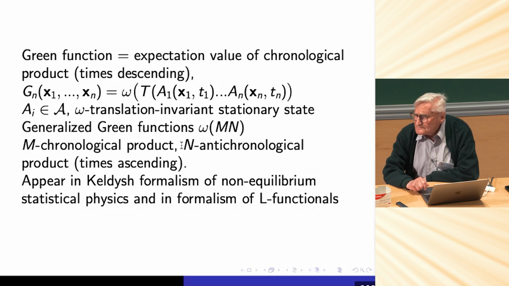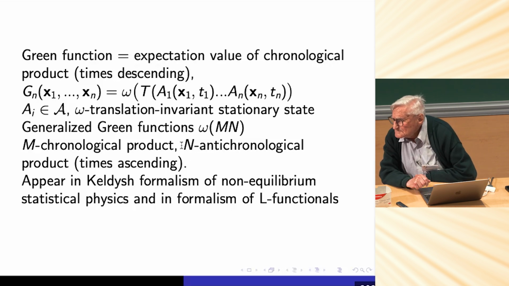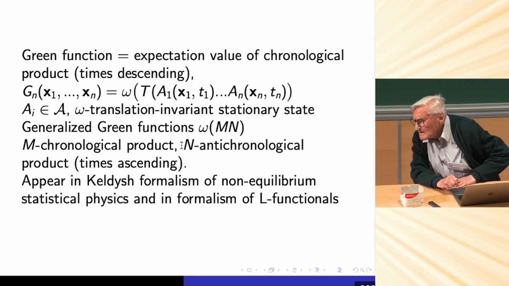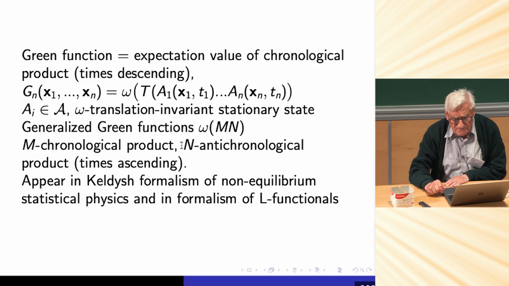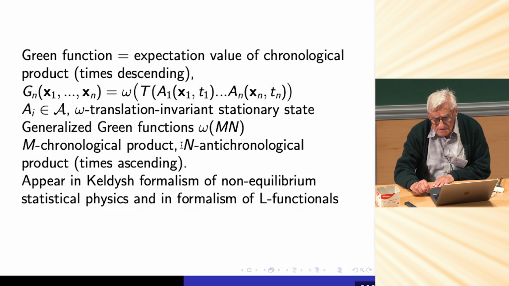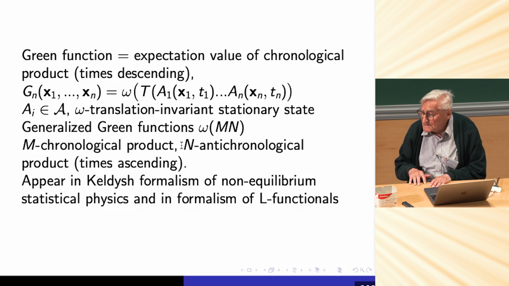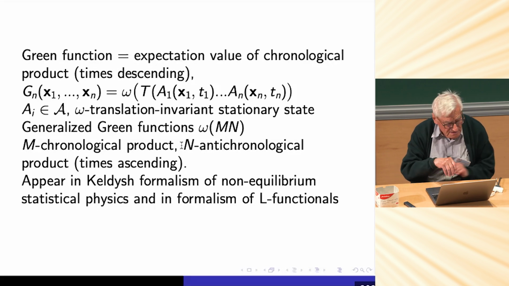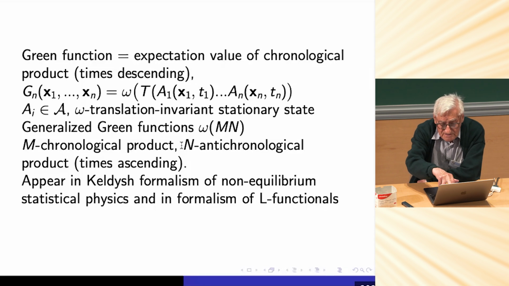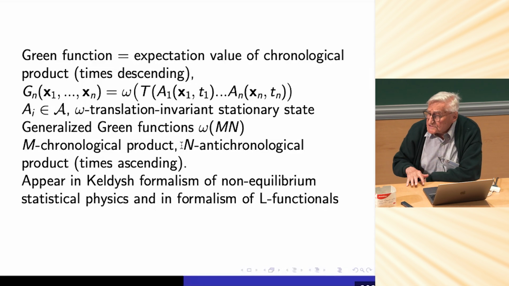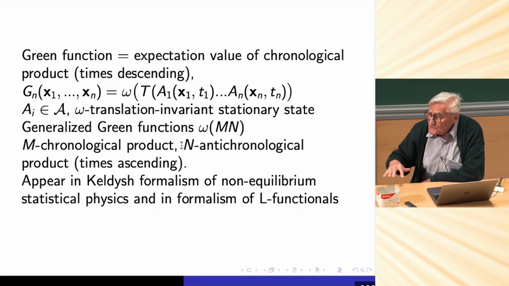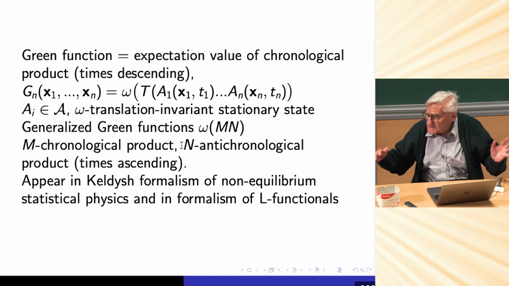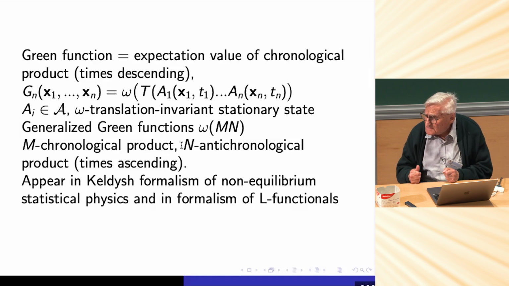Is this what is also called out-of-time order correlators? No. You have a chronological product of some operators. Then you take an anti-chronological product of other operators. You multiply them, and you take the expectation value.